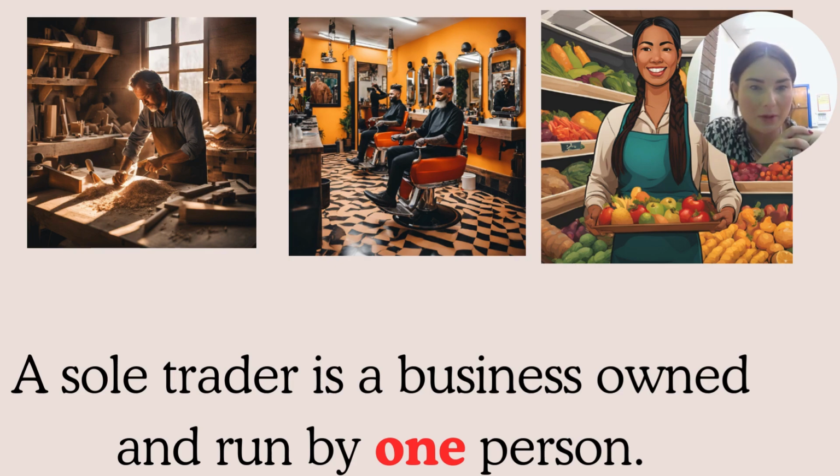I was playing about and obviously used AI to generate some of these images, so that's why they're a bit funny, but it gives you clear examples. So a carpenter, there, we've got a barber, and we've got an owner of a greengrocer, a shop. Remember, there's only one person in each image because it is owned and run by one person.